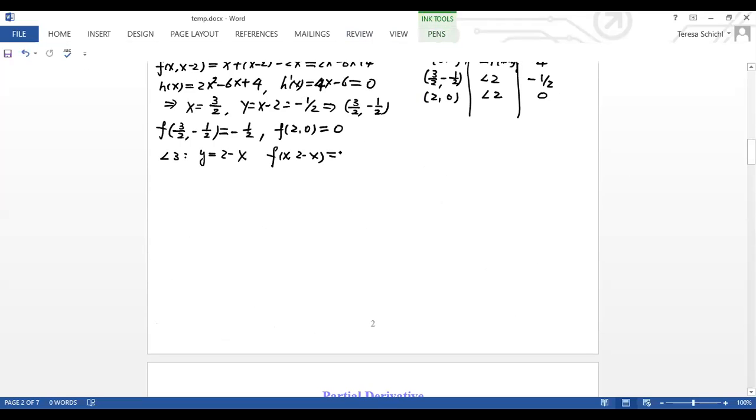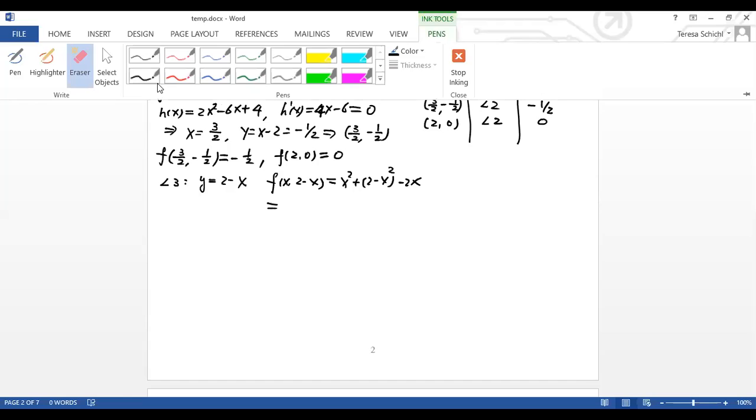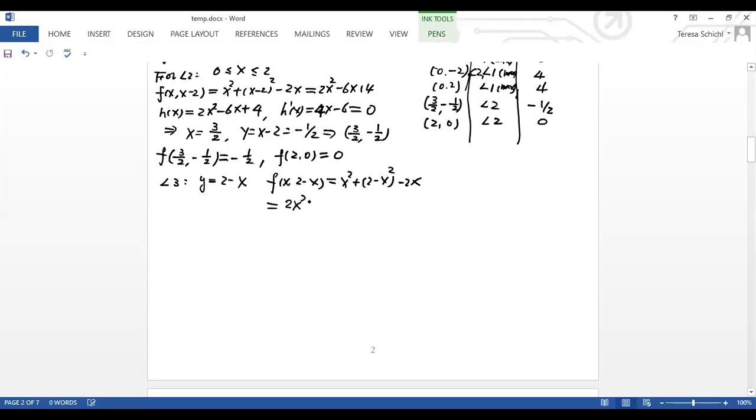Then you plug into the function. So it will be x squared plus (2 minus x) squared minus 2x. If you simplify that, combine it, this is (2 minus x) squared, right? When you combine it, it will be the same thing as we had before. So this will be 2x squared minus 6x plus 4. Okay, so then we take the derivative, right?